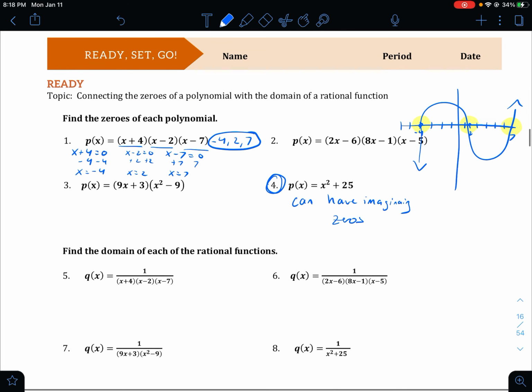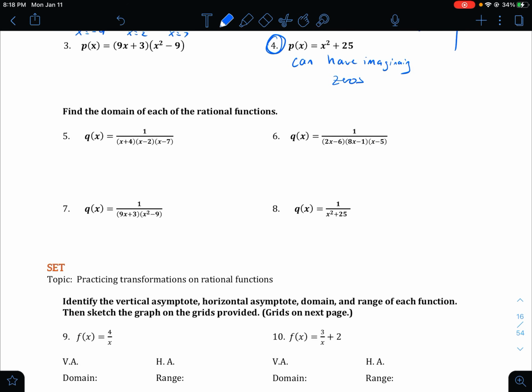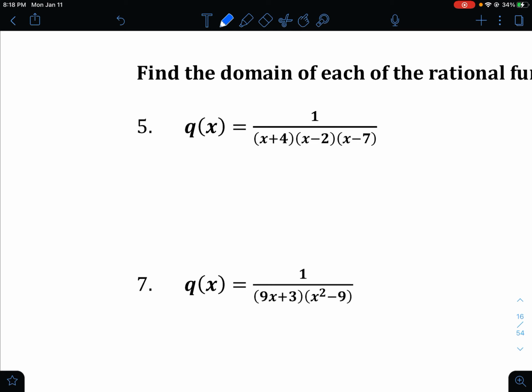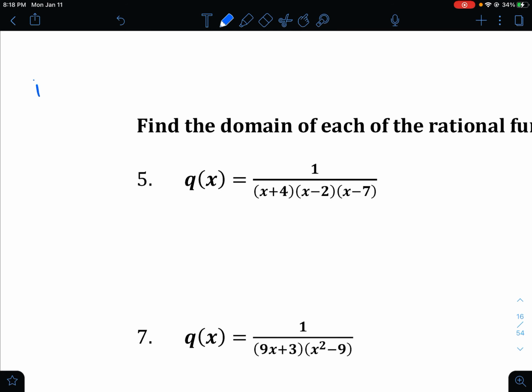All right, now it says find the domain of each of the rational functions. So what does that mean? Well, the domain is the values you are allowed to plug into the function. When someone's asking you for the domain of a function, there's two things you need to look for. You need to look for imaginary numbers, so basically negatives inside of radicals. And then the really big one is zeros in the denominator.